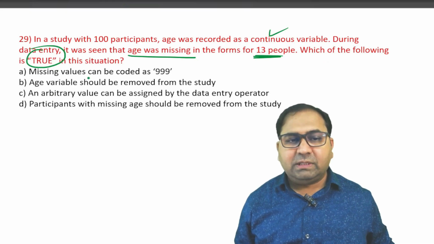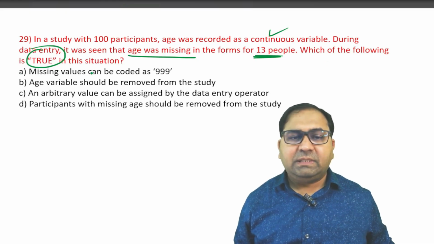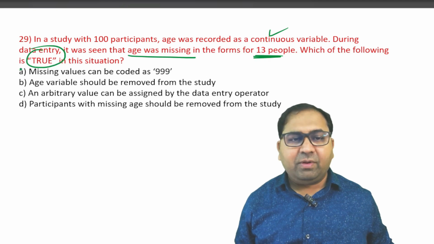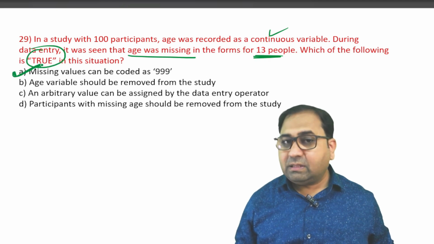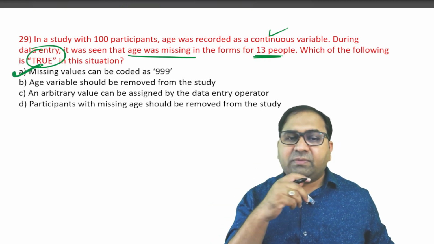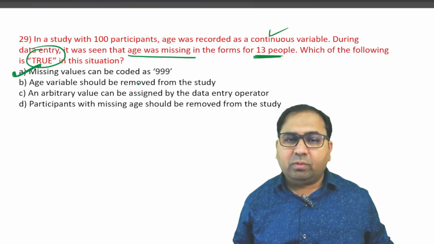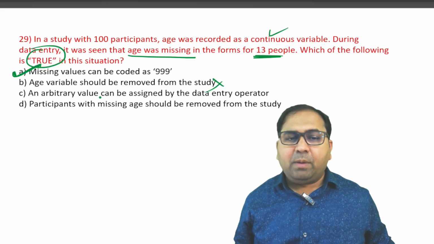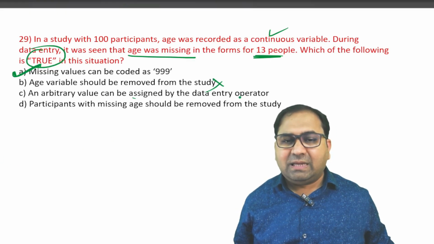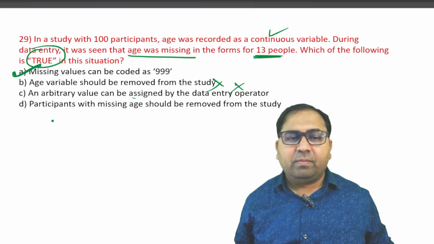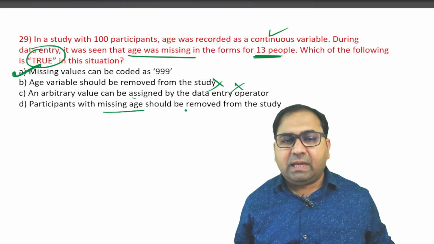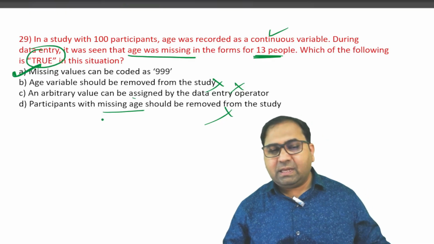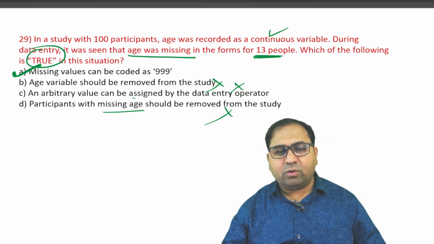Which of the following is true in this situation? A, missing values can be coded as 999. We got the answer here itself. Let us see the other options as well. The age variable should be removed from the study. No. An arbitrary value can be assigned by the data entry operator. No. And participants with missing age should be removed from the study. No. You will not remove any participant with missing age. So we got the answer for this question, as I told already.